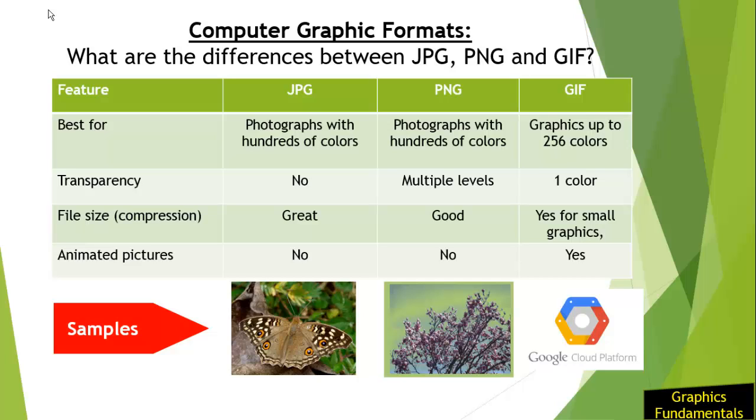Now GIF format. The range of colors is much smaller, it's about 256 colors. It does offer one color transparency, and it's great for small graphics, but when you start to make them bigger, the files become very large. Does it offer animated pictures? Yes, it does. It's the only format that I know of that offers animated pictures.